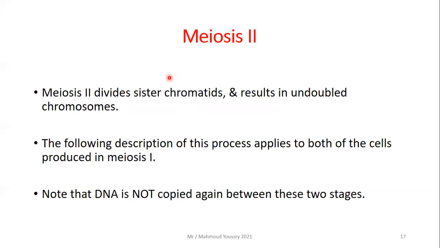Meiosis 2 divides the sister chromatids that remained attached in meiosis 1 and results in undoubled chromosomes.